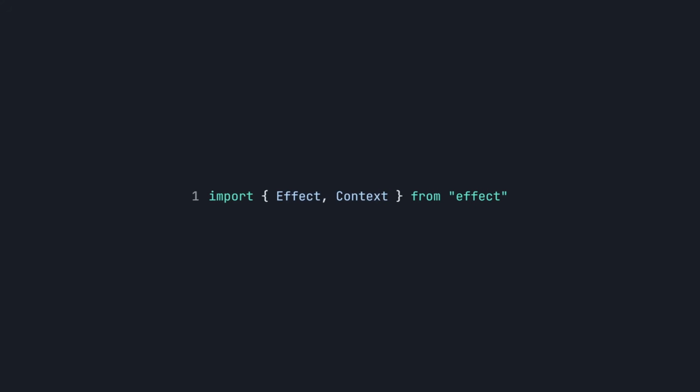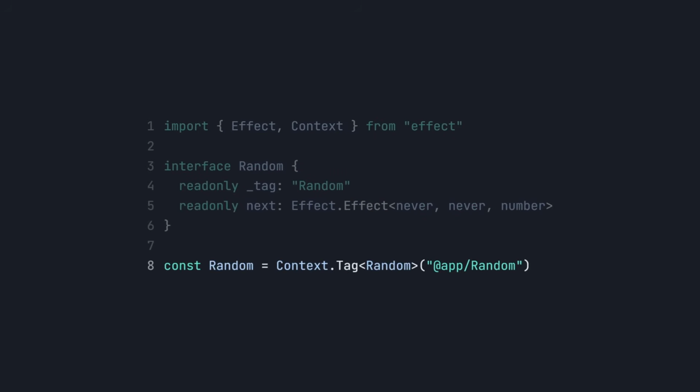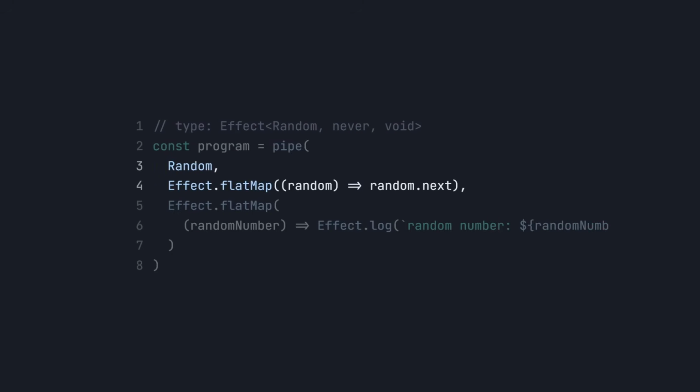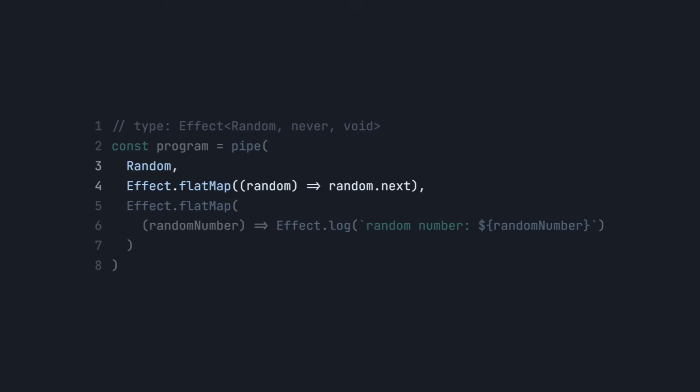Then, we'll import the context module from effect and use the tag function, passing the type we just created as a generic. A tag is a unique identifier that represents a dependency of some generic type. A unique string argument is passed to ensure the identifier generated is always the same. We can use the tag just like any other effect, here piping it through flatMap. Within the flatMap function, we now get access to the value of type Random, where we can use the next attribute. Notice how the Random type now appears in the requirements field of the resulting effect.